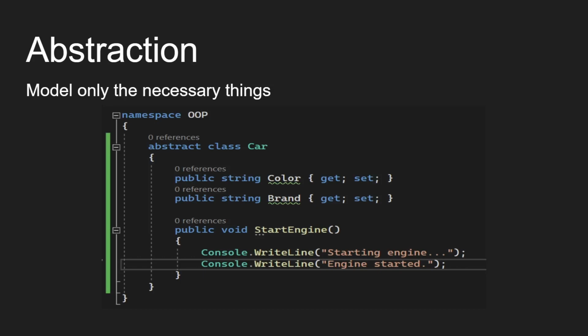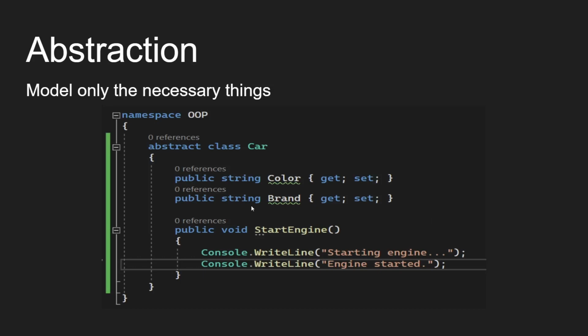So if we take as an example a real-world object such as a car, we can say that a car has multiple properties such as color, brand, a number of doors, some kind of mechanical parts and much more. When we are about to model that car inside our code, we are going to model only the things that are important to us, such as color and brand in this case.